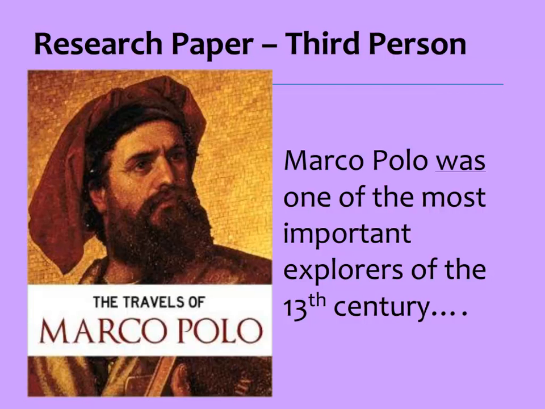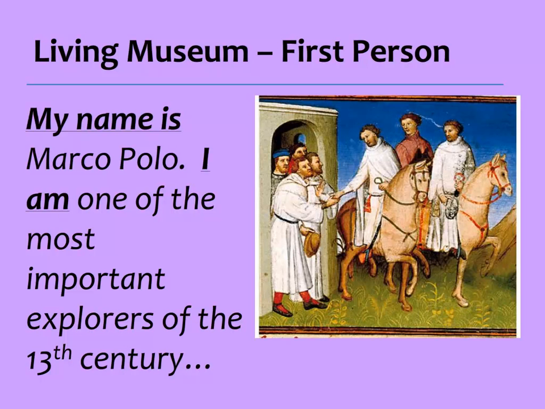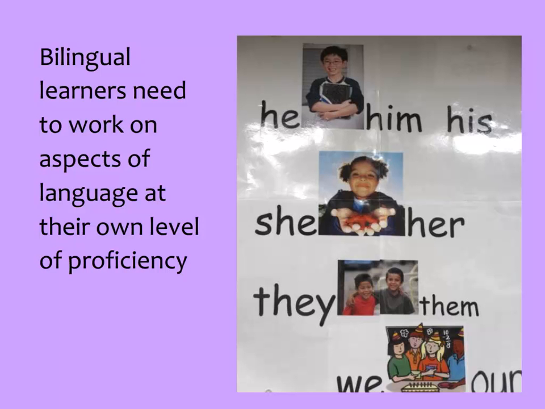The initial report is written in the 3rd person. For the living museum, the student will have to switch to the 1st person. At the most basic level, the student will need to be prepared to say, "My name is Marco Polo. I am one of the most important explorers of the 13th century." This shift to 1st person requires changes in verbs, pronouns, and possessives. Once prompted with an example, most native English speakers will automatically make the changes to shift to the 1st person. Bilingual learners may or may not recognize the need to make the shift.